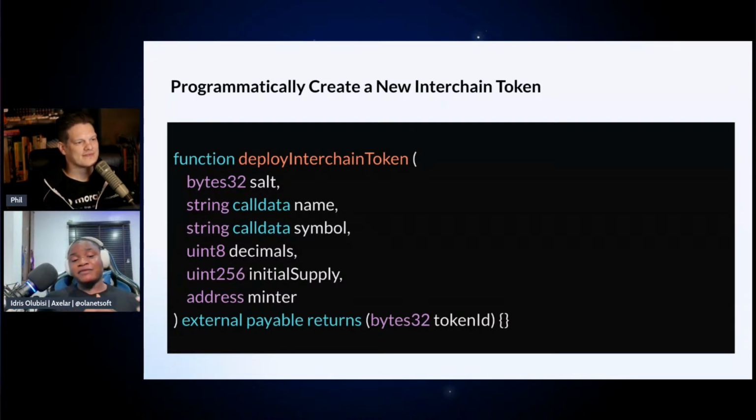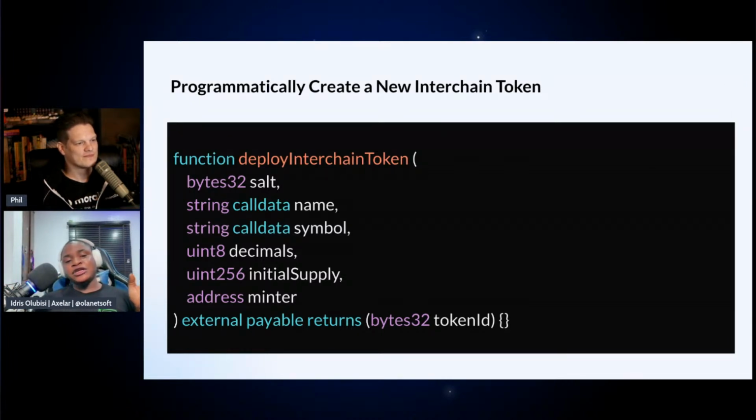And then finally you have the minter. The minter here is an address that has access to mint more tokens. So you can also specify the minter address. If you have some sort of multi-sig wallet that only has the permissions to be able to mint additional tokens, then you can specify the minter address here. And then this function returns a unique token ID for that particular token that you just deployed.